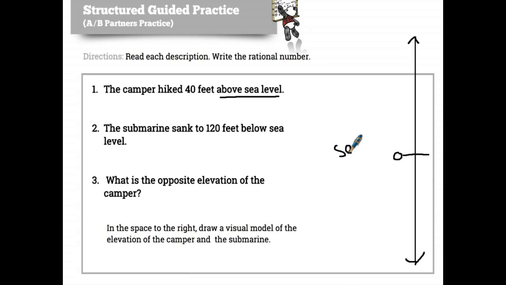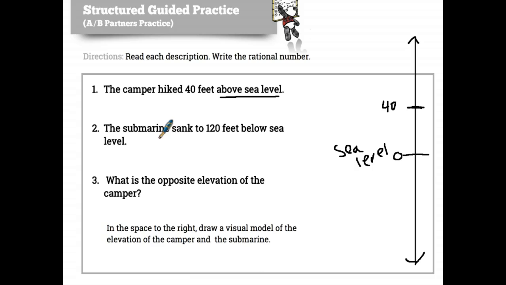And you're doing this in your book as well. Draw your vertical number line, label sea level, and the camper height, 40 feet above sea level. So I'm going to graph that on the number line. Here's 40 above 0.